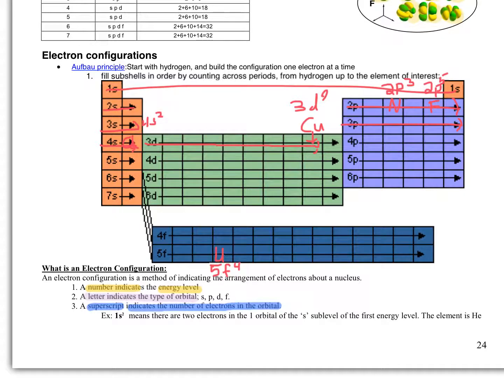Tomorrow you'll be playing Battleship using this for your battlefield. You'll place your little battleships like normal along the periodic table, and you need to be able to say your coordinates as electron configurations. So if I wanted to hit copper, I would say copper 3d9. Make sure you understand this concept to be able to apply it to a periodic table.